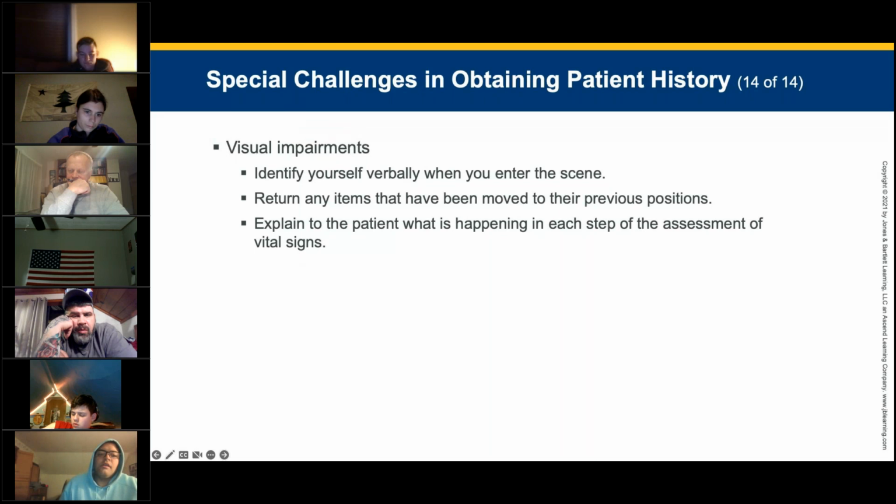And then visual impairments. Identify yourself verbally when you enter the scene. If you've moved anything, put it back. Don't move a chair and then have them trip over it. Explain to the patient what's happening in each step of the assessment of vital signs. And really, yes, it's important with a patient with visual impairments, but you should do that with every patient. Tell them what you're doing, explain what's going on.